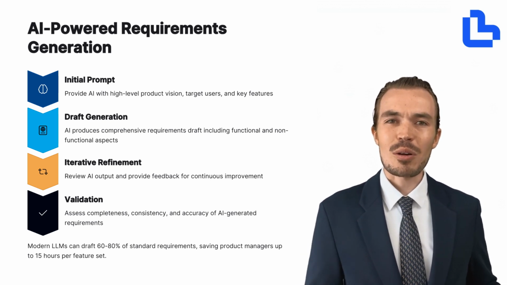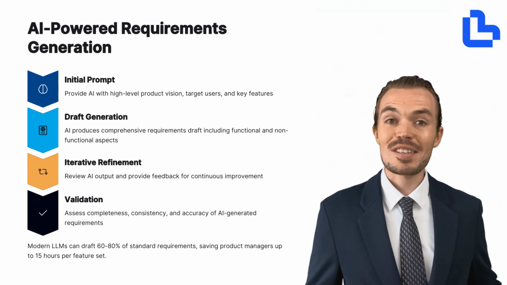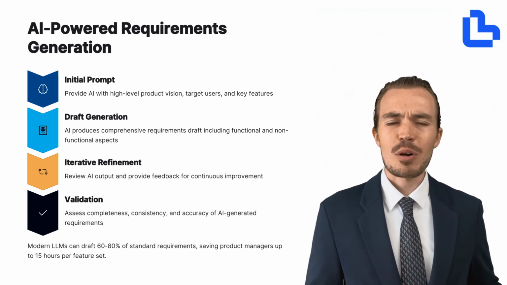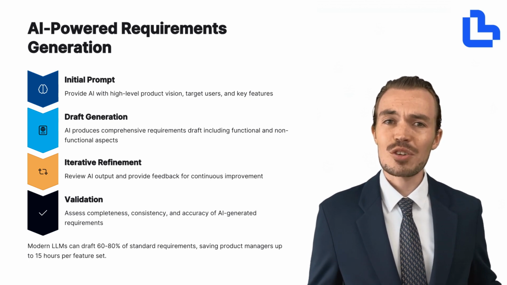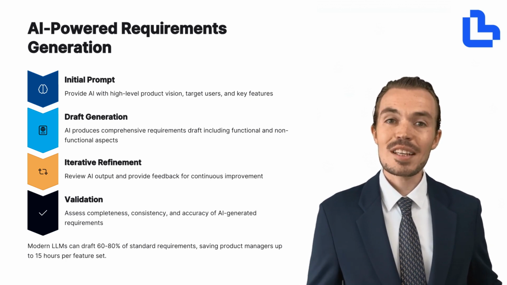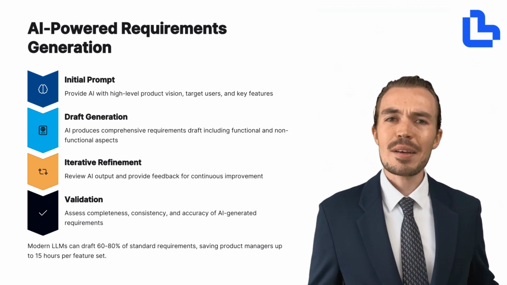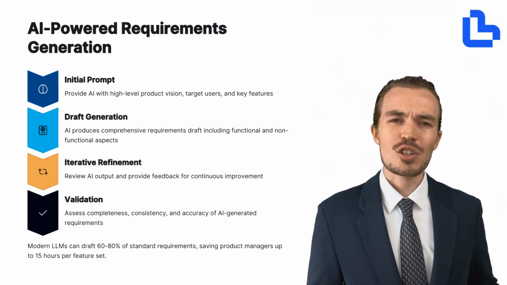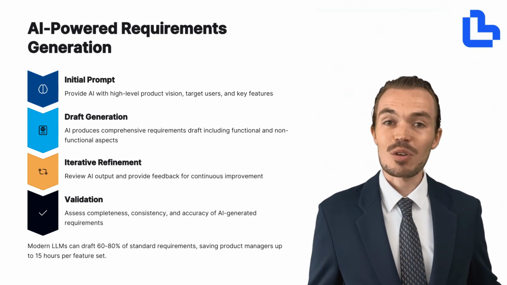Modern large language models can generate 60 to 80% of standard requirements, which can save product managers up to 15 hours per feature set. That's a significant time savings, especially when you consider the improved quality and reduced risk of rework. This AI-driven approach doesn't just speed things up, it elevates the entire requirements engineering process. It allows teams to focus more on strategic thinking and less on repetitive drafting, while ensuring that the final requirements are both comprehensive and aligned with stakeholder needs.